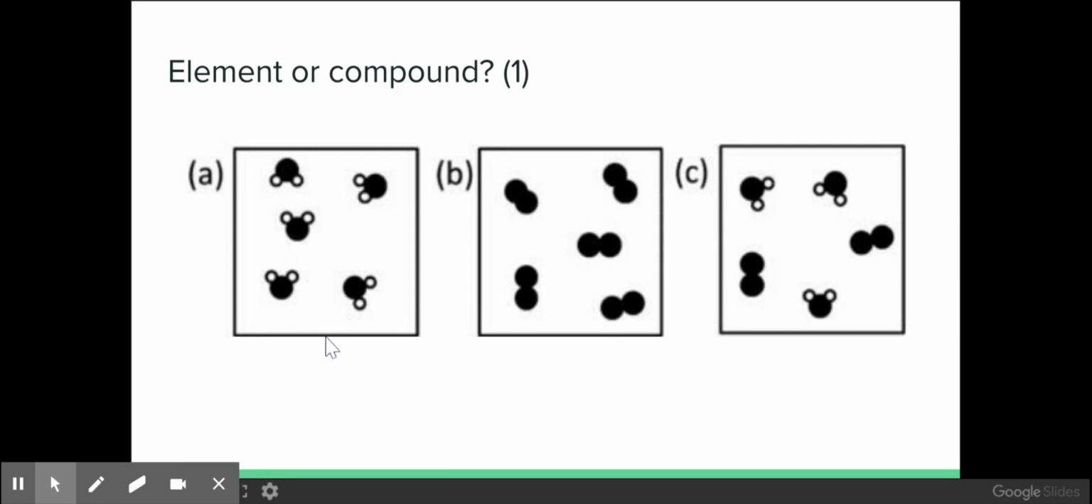In block A, I would consider this to be a compound because I can see that there's an atom connected to a different type of atom. All of these are the same type of compound, but this box represents a compound. This box B represents an element. I've got atoms of the same type that are connected together, and they're all the same. Box C, I see both. I see compounds and I see elements. And we'll talk more about the reason why this is a mixture at a later point.